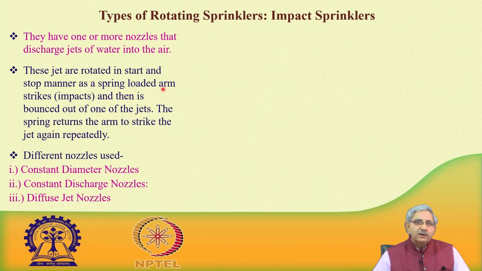These jets are rotated in a start and stop manner, strike the impact arm, and then bounce out of the jet. The spring returns the arm to strike the jet again repeatedly. This is the action it does in the case of the rotating head impact type of sprinkler.